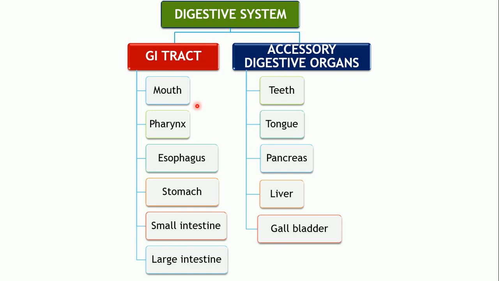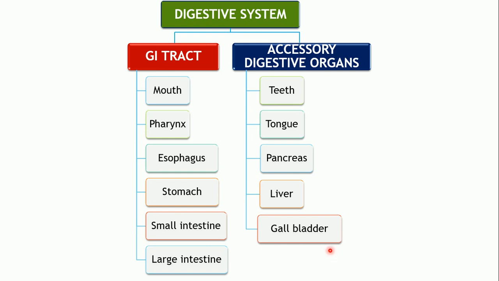to the anus. And the rest of the organs, which actually do not come in contact with the food, are collectively called accessory digestive organs. Certain organs secrete certain juices which help in digestion because they contain certain enzymes. So these are collectively called accessory digestive organs. These include the teeth, tongue, pancreas, liver and the gallbladder.